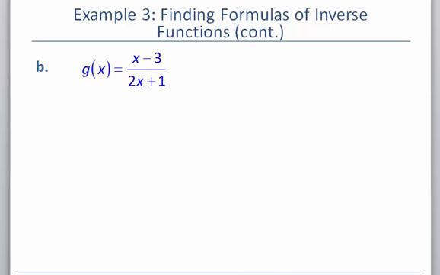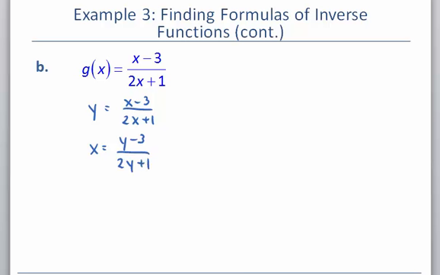All right, so let's try part B. We're going to do it the same way. We're going to set out, and instead of this g of x is equal to (x minus 3) over (2x plus 1), instead of the g of x, we're going to write a y. So y is equal to (x minus 3) over (2x plus 1). Second step is to switch the x and the y. So it'll become x is equal to (y minus 3) over (2y plus 1).